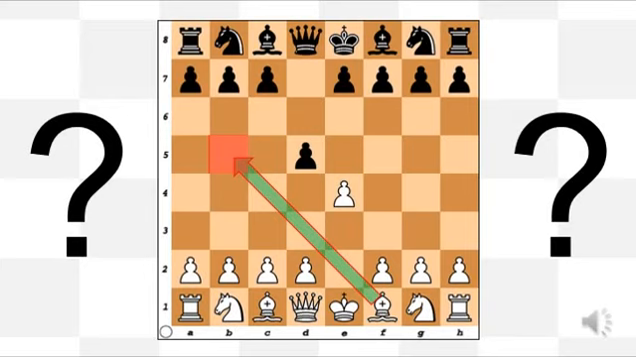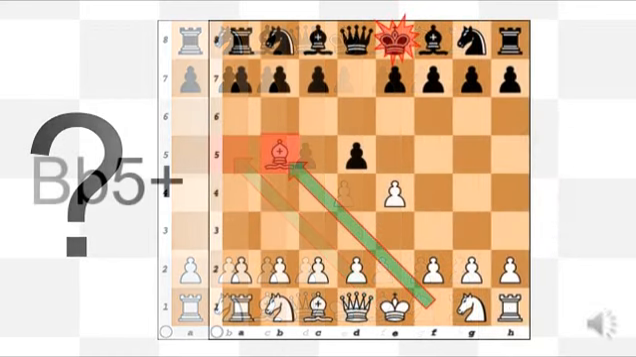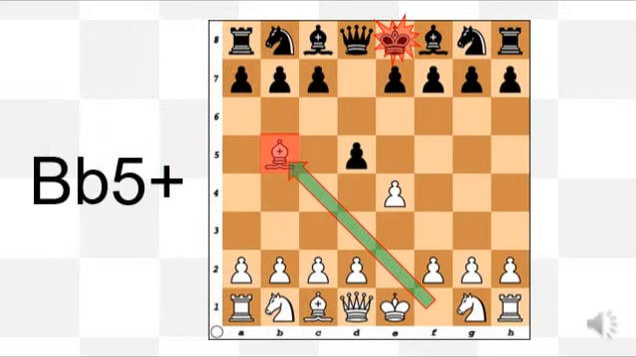Here's a practice problem. What would the notation for this movement be? The white bishop at f1 is going to put the black king in check. The correct notation for this move would be capital B and then b5 plus. Capital B being the symbol for the bishop, b5 being the space it is moving to, and then plus to show that the king was put in check by this move.